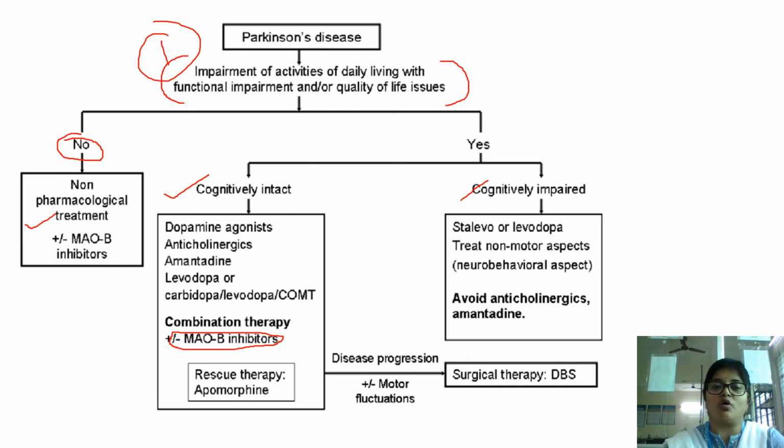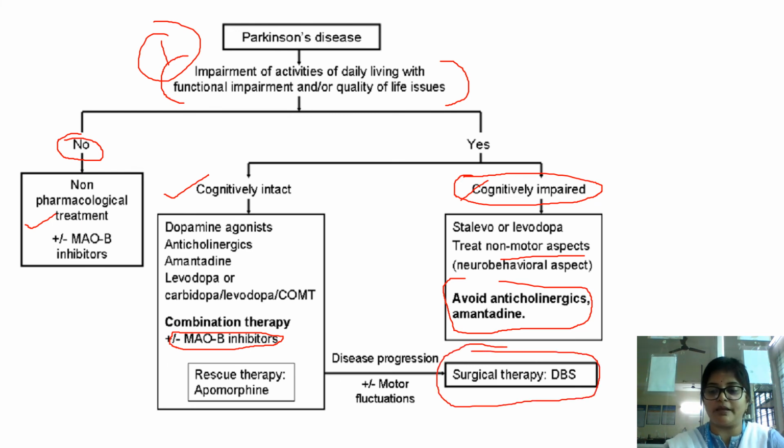But if they are having cognitive problems, that is, cognitively impaired, then they are going to be treated with Stalevo or levodopa and treat the non-motor aspects, avoid anticholinergics and amantadine. Okay, suppose if they are cognitively intact and their disease has progressed, then we have to go for surgical therapy, DBS we call it. DBS is nothing but deep brain stimulation. This is a surgical aspect that we have to go for in the treatment of Parkinson's disease.